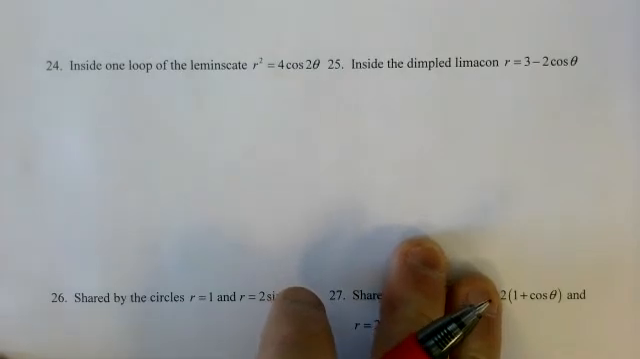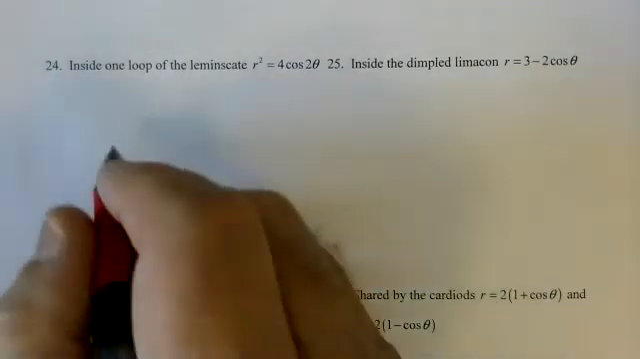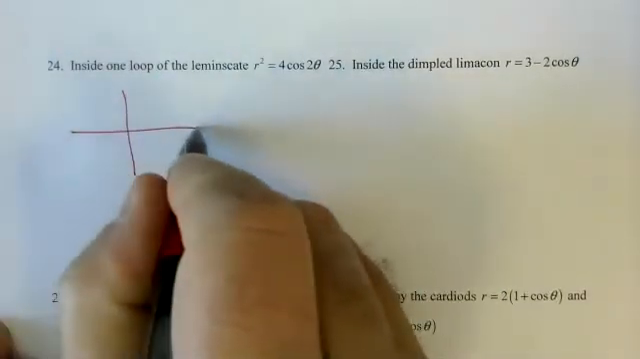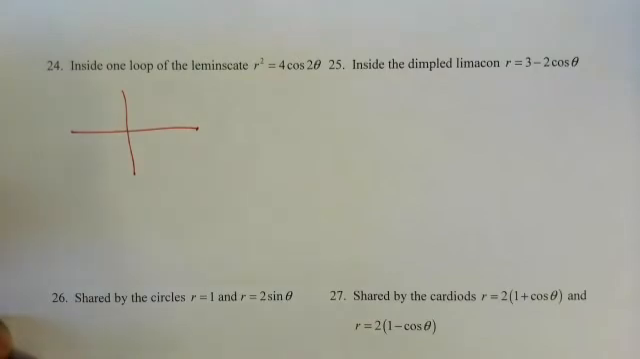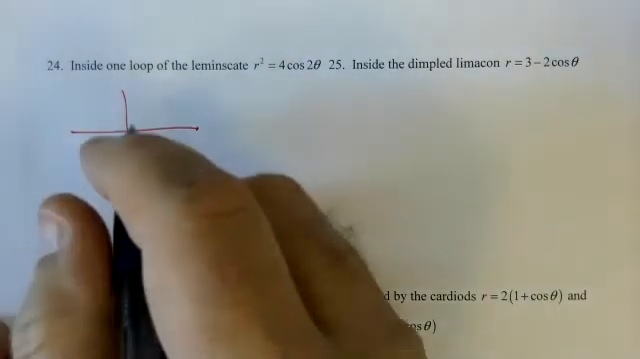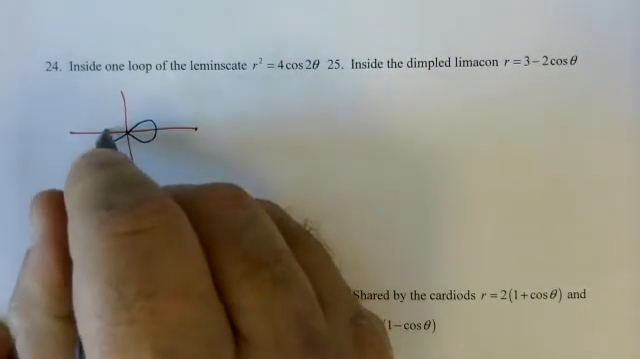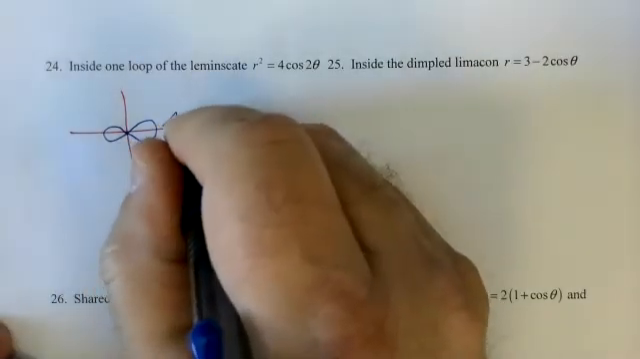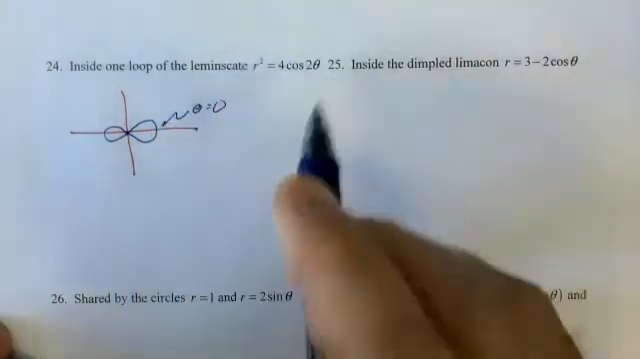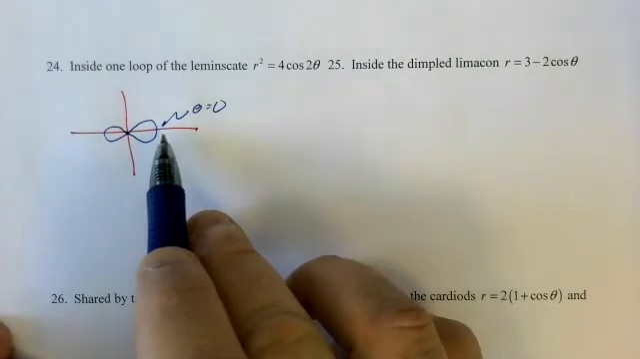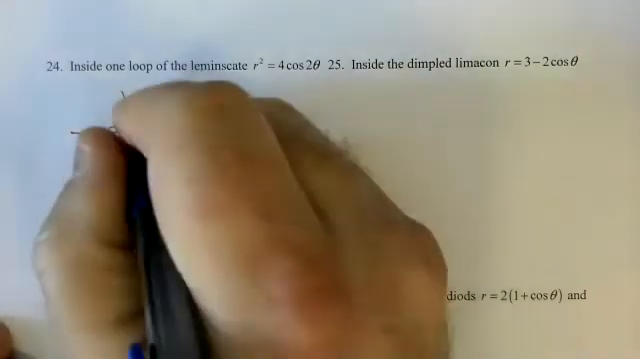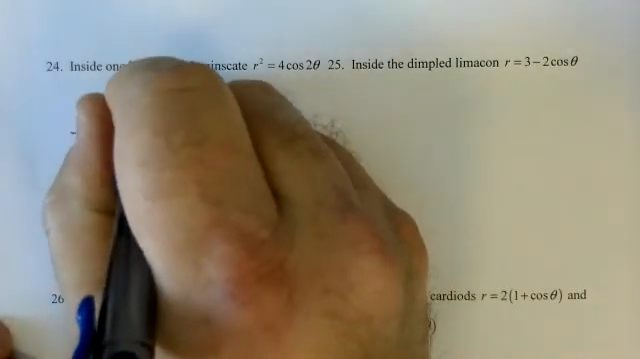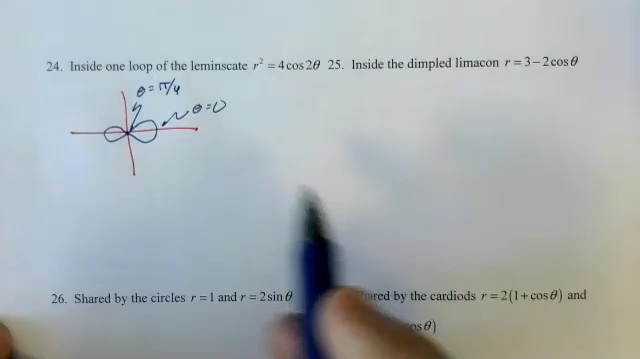Inside 1 loop of the lemniscate. What a great name. Love that. This does this. So I played it when I graphed it. Starts here at 0. Think about that. Plug in 0, we get 4. And then here it gets to theta equals pi over 4. So we just want 1 loop.